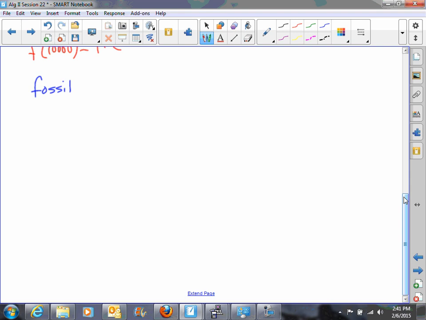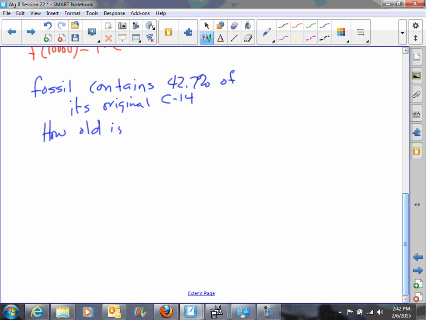I don't know. Maybe I'm misspelling. No, fossil. There it is. Fossil. That's right. Okay. Fossil contains 42.7% of its original C14. How old is the fossil?